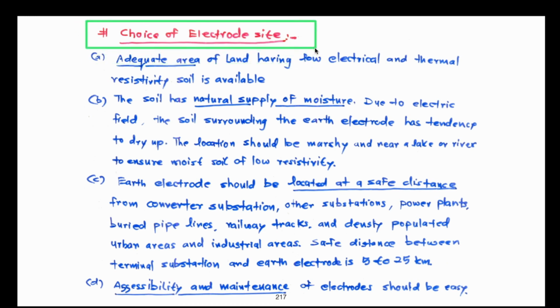We have mentioned that we would like to install the earth electrodes far away from the main substation, right? But what must be the correct place where they can be installed in order to carry the ground current? So observe carefully the first and foremost point, the choice of correct electrode site. There must be an adequate area of land having low electrical and thermal resistivity soil available wherever we want to install the electrodes.